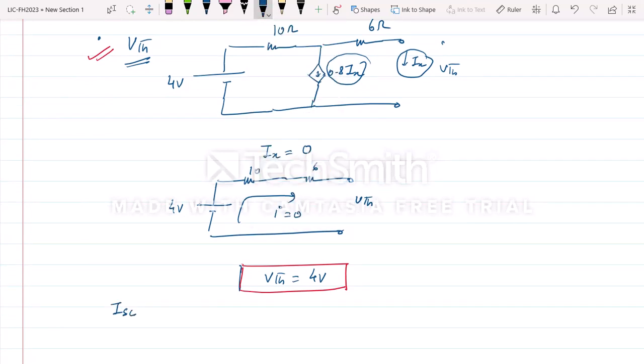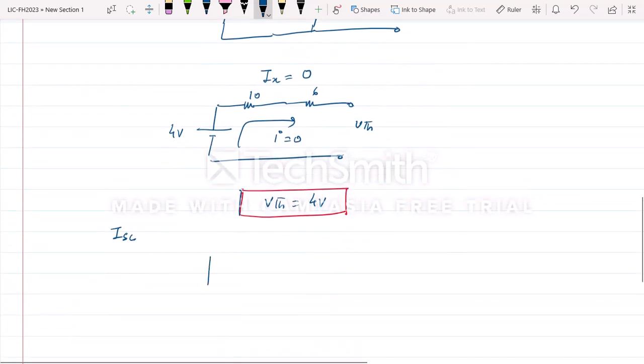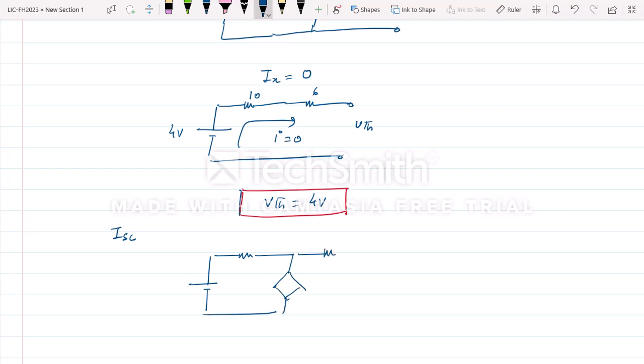Now for ISC, what do you have to do? You have to short circuit that branch. So I am just drawing it again. And this is the short circuit, 0.8 Ix, this is 10 ohm, this is 6 ohm, and this is short. So 4 volts. And this is Ix again. But this is not the same Ix which we got through Thevenin, this VTH, because when we are finding VTH, we are opening that terminal, but now we are shorting. So this Ix will be different.